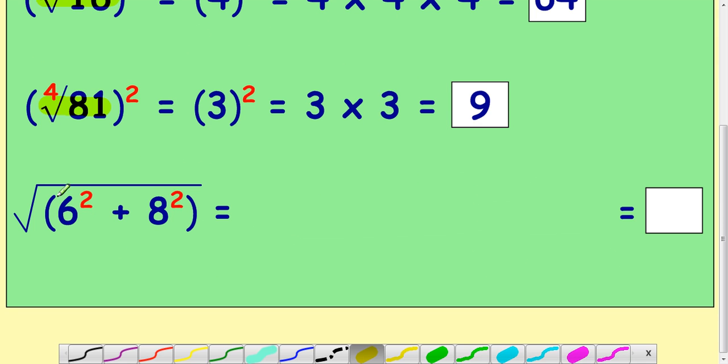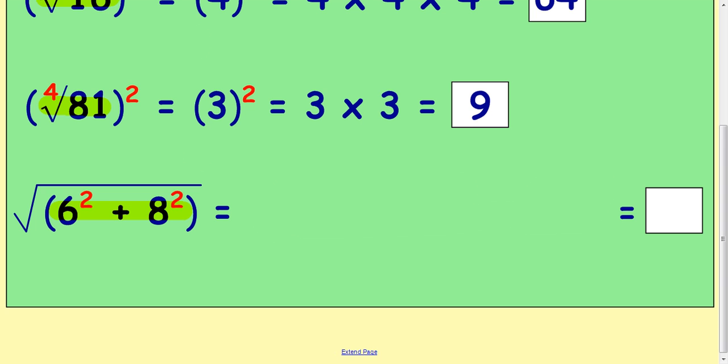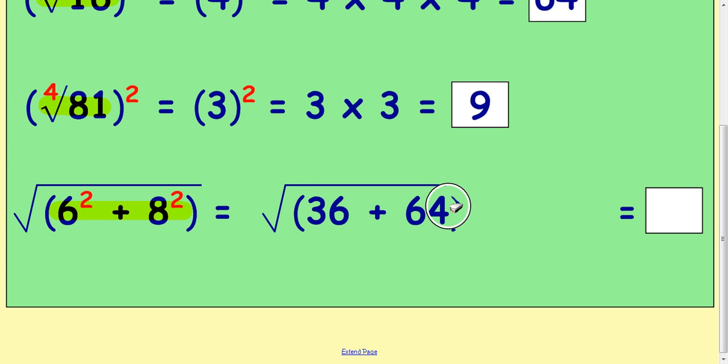And lastly, do the bracket part first. So 6 times 6 is 36, and 8 times 8 is 64. So you're really doing the square root of 36 plus 64. Again, do your brackets next. So that comes to 100, so you're square rooting 100. And then what times what makes 100?